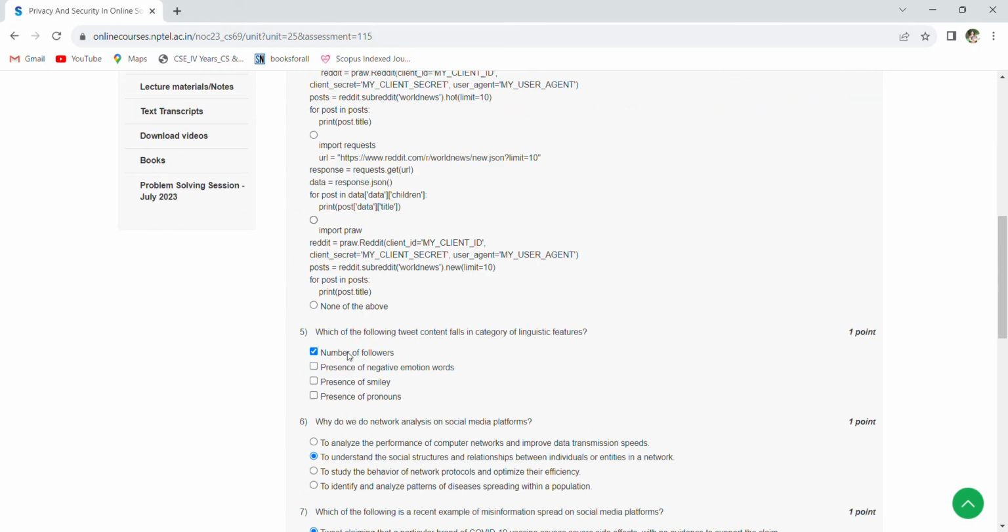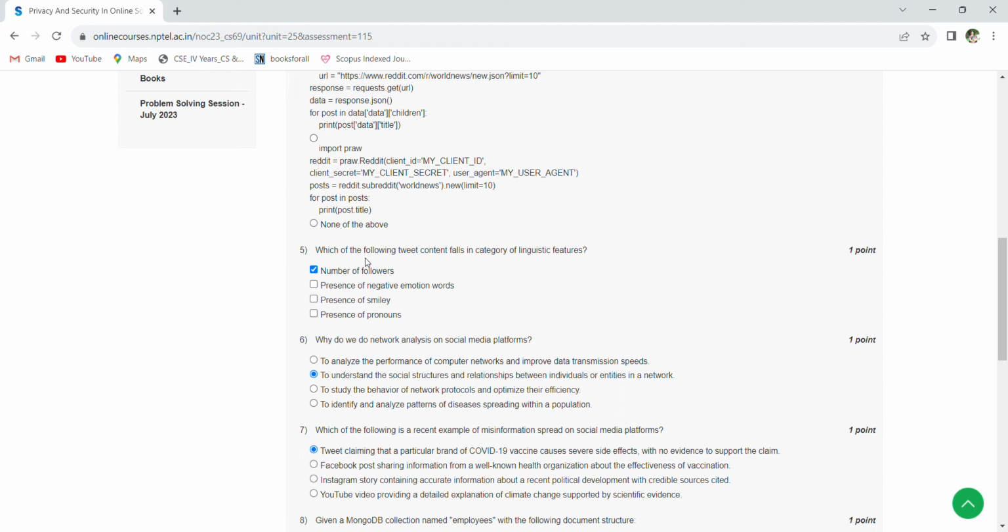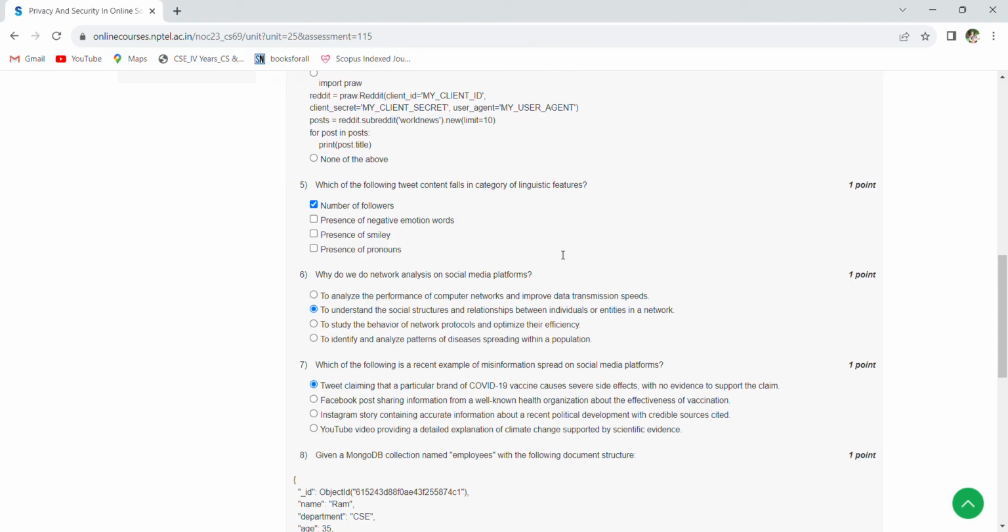And coming to the fifth question, which of the following falls in the category of linguistic features? That is number of followers. And why do we do network analysis on social media platforms? To understand the social structures and relationships between the individuals or entities in a network. So B is the right answer.